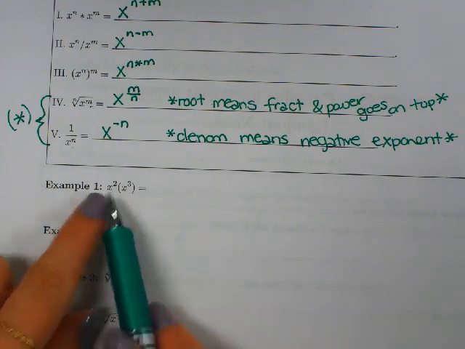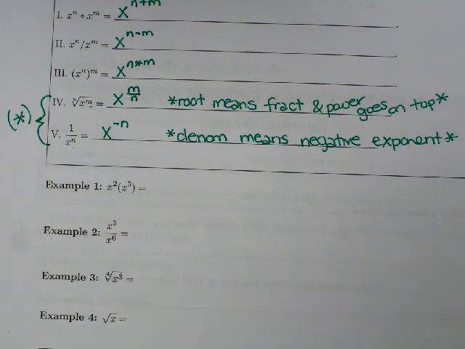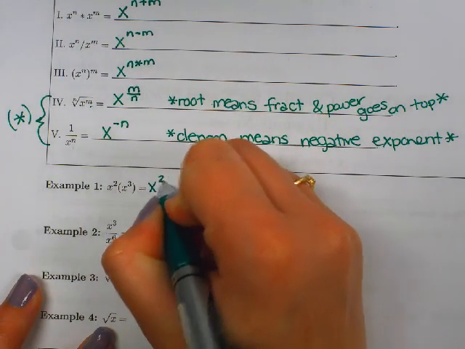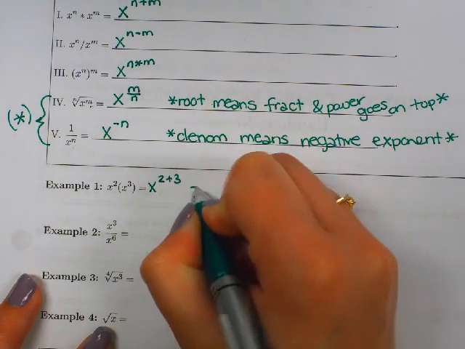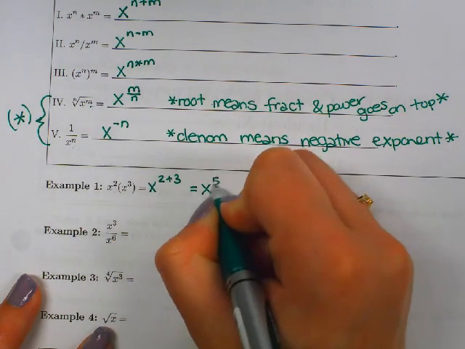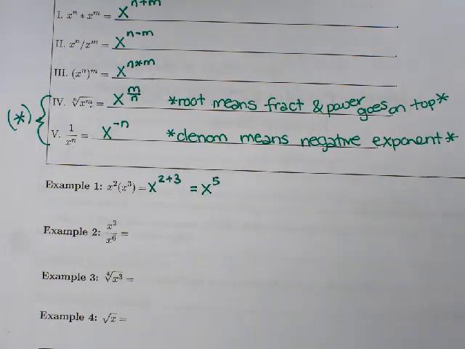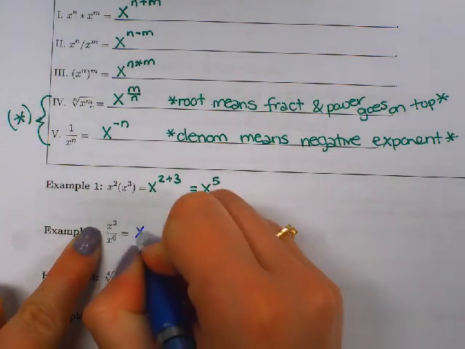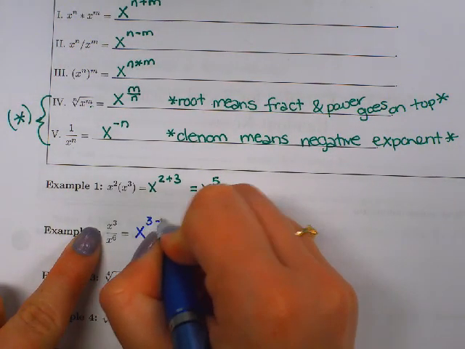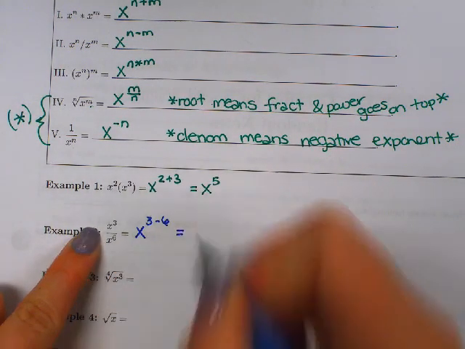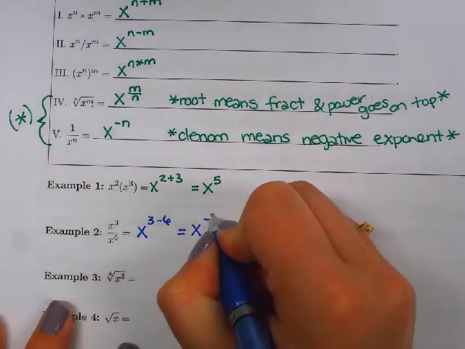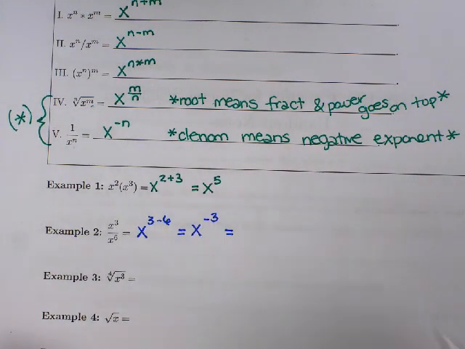So first thing we have is x squared times x cubed. When bases are multiplied, you add the exponents. So it's going to be x to the 2 plus 3, which is x to the 5th. And our next one, if we have division, division means subtraction. So I'm going to do x, and I'm going to do the top minus the bottom. X to the 3 minus 6 is going to be x to the negative 3.